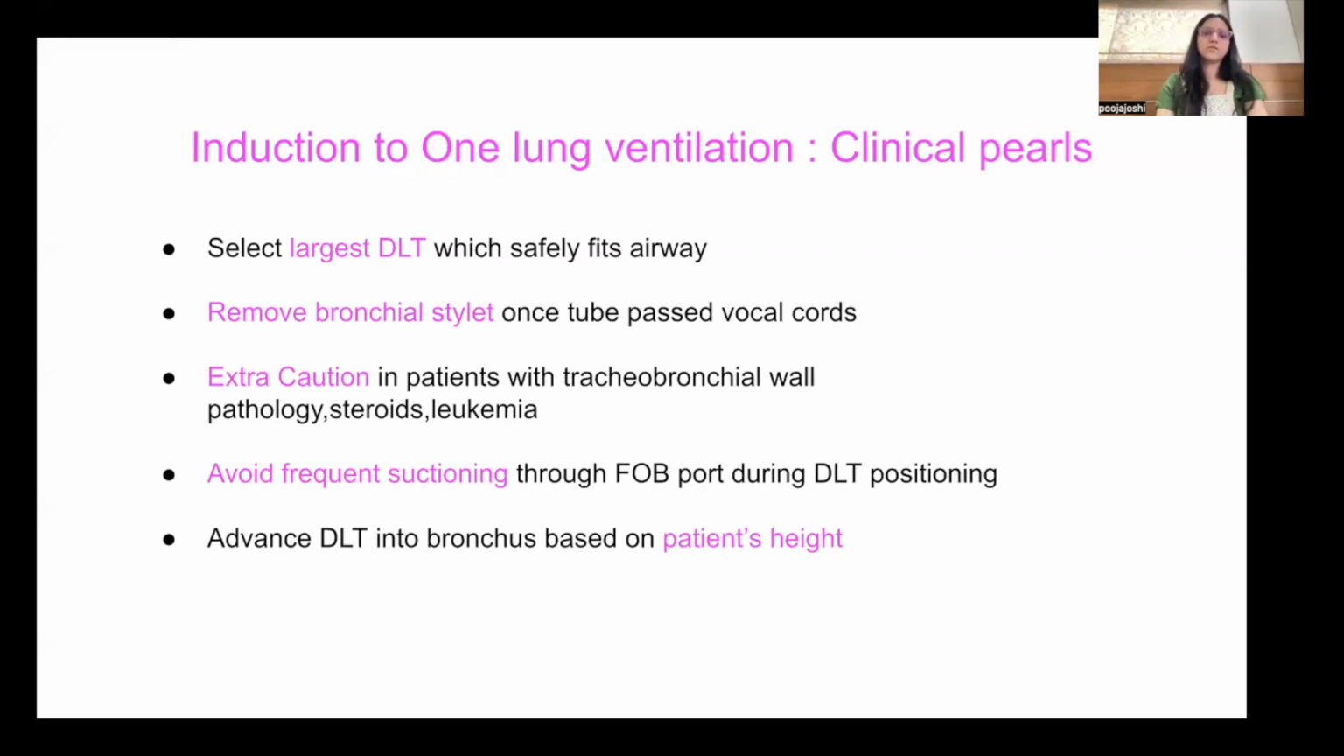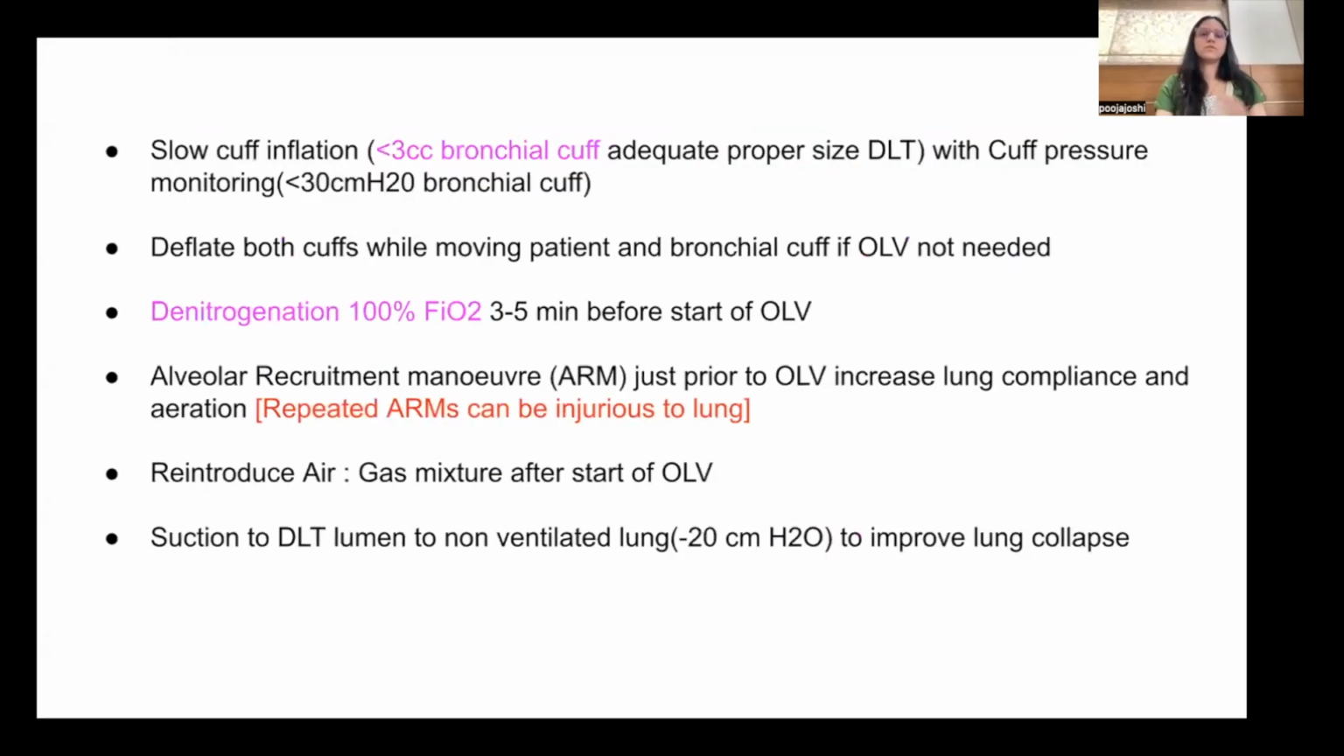Advance the DLT into the bronchus as we have mentioned earlier as per the patient's height. You have to inflate the bronchial cuff slowly. 2 to 3 cc of air is adequate with proper size DLT, and cuff pressure monitoring. You have to deflate both the cuffs when one lung ventilation is not needed and when you're about to move the patient.